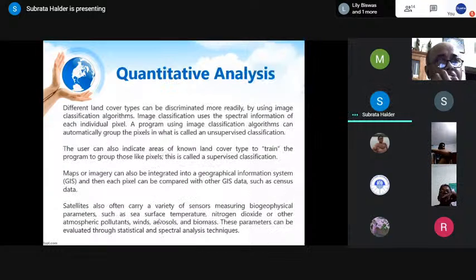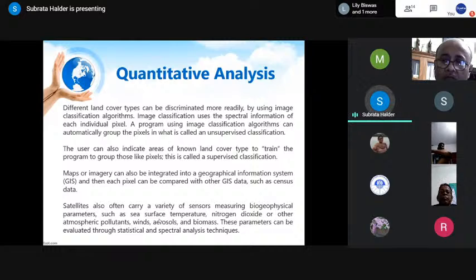Quantitative analysis. Different land cover types can be discriminated more readily by using image classification algorithms. Image classification uses the spectral information of each individual pixel. A program using image classification algorithms can automatically group the pixels in what is called unsupervised classification. The user can also indicate areas of known land cover type to train the program to group those like pixels. This is called supervised classification.